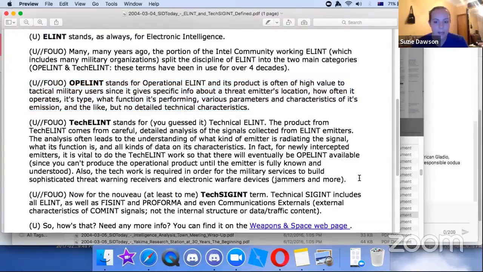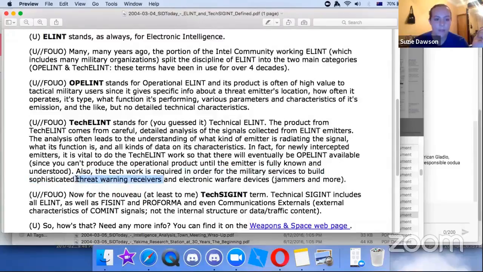And we know from part 1 of the series, where we saw the NSA and CIA being the left and right arm of the executive rather than competing agencies, that there's often a picture painted of them as competing agencies. Actually, they're not. The NSA is collecting the data and the CIA is acting on the data. So this tech ELINT is primarily the realm of the NSA, and the op ELINT is, well, they say military, but in many cases I would say this will be the realm of the CIA. So this is the NSA collecting the data, and this is the CIA or whatever other military agency acting on it. And where they say the tech work is also required in order for the military services to build sophisticated threat warning receivers.